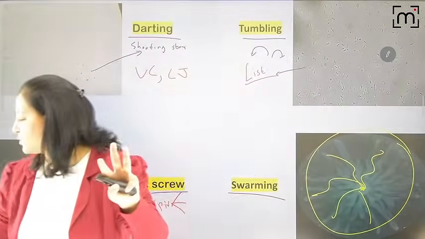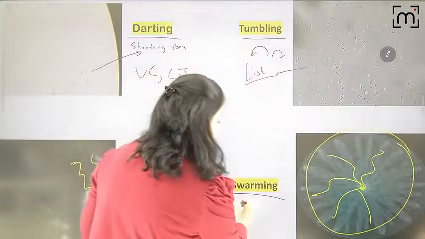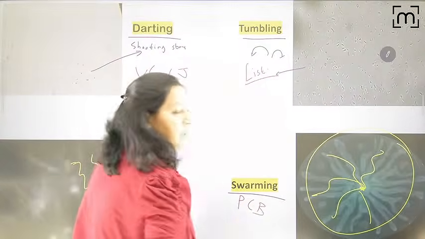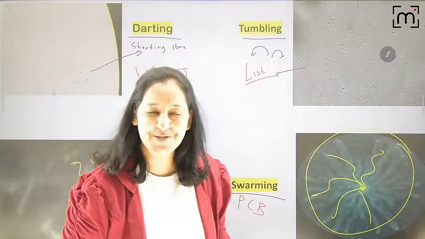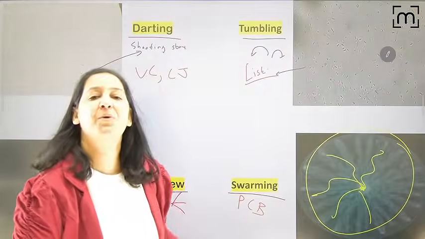So 3 bacteria show swarming. What are the 3 bacteria which show swarming? The mnemonic is physics, chemistry, biology. You have taken PCB in your 11th, 12th. That's why you are doctors. Yes, PCB. The mnemonic is PCB.